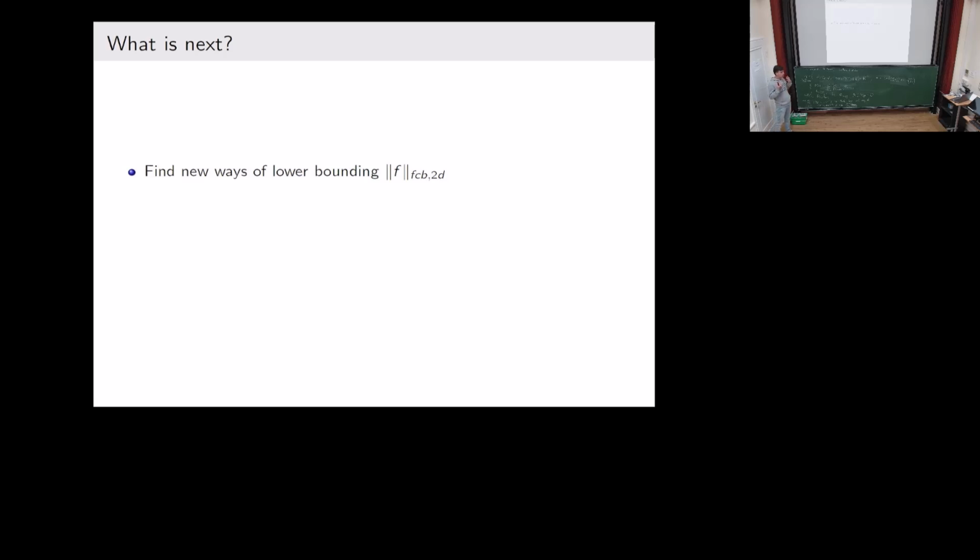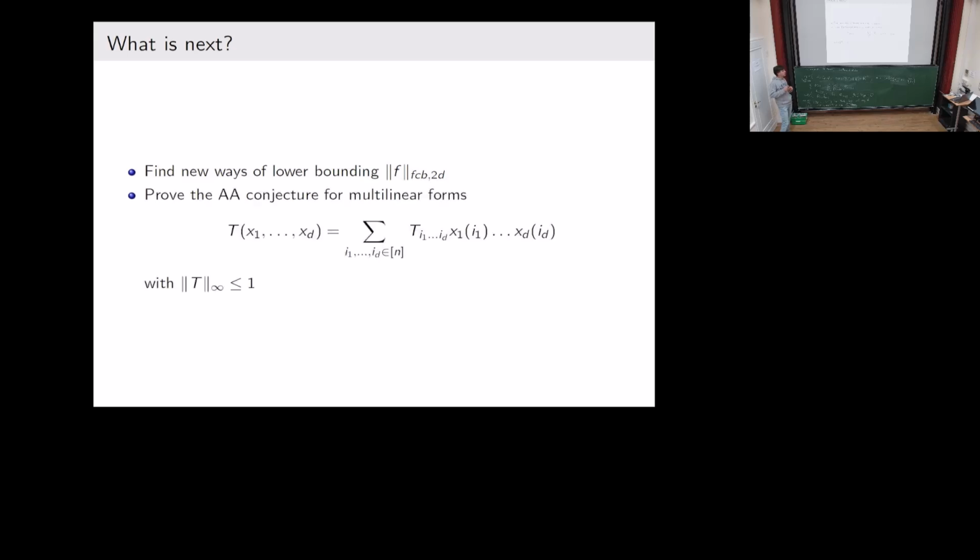I don't know how to do that. I have asked people of different fields that I think are a bit related to this Fourier completely bounded norm, and no one really gives me a point where I can begin to read and get familiar with anything that might lead to new ways of lower bounding this norm. But maybe there is, maybe some of you know. That is one way to go, and maybe also other ways to go that are not directly via this approach are looking at this case.